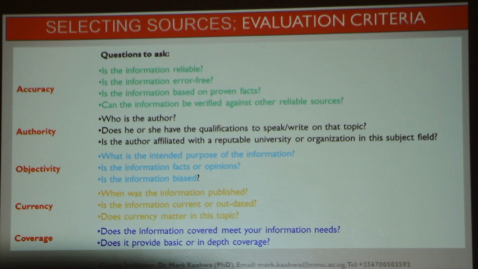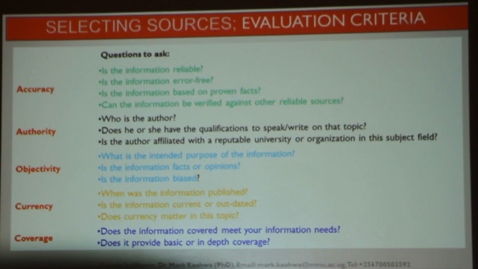If the answer is yes to all these questions, it means the sources are authentic, and you can go ahead and evaluate them. If, for example, the answer is no to accuracy, no to authority, and yes to objectivity, yes to currency, yes to coverage, still there is a question, because we want the answers to be yes for all of those five aspects. That is very, very important for a researcher.